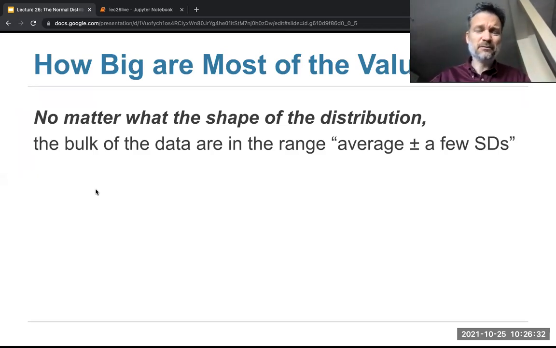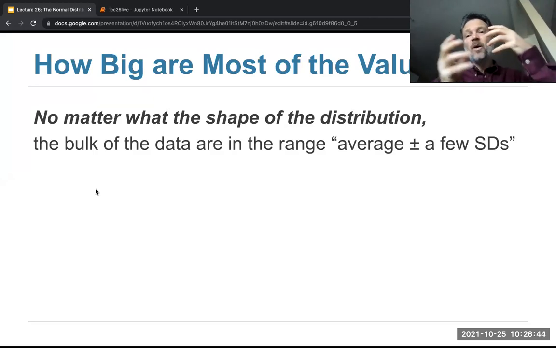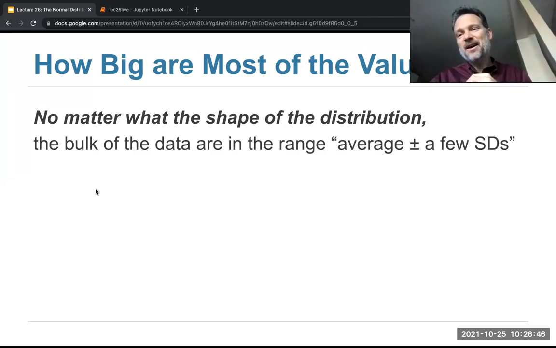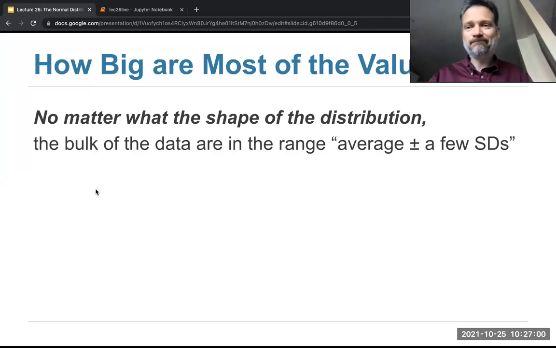Chebyshev's law tells you that no matter the distribution, most of the data is near the average, where by near, I mean within plus or minus a few multiples of the standard deviation, like between average minus 3 standard deviations and average plus 3 standard deviations. Many of the values will be in that range. That's true no matter what distribution you have, whether it's a normal distribution or something else.